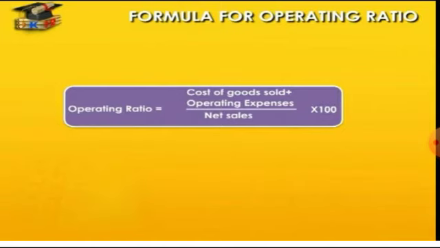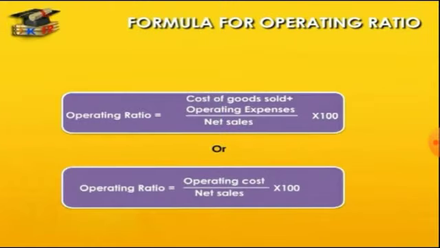Formula for finding out the operating ratio is equal to cost of goods sold plus operating expenses divided by net sales into 100, or operating ratio is equal to operating cost divided by net sales into 100. So in both the formulas, any one formula is applicable. Both also you can use it at the same time, which gives you the correct solution.